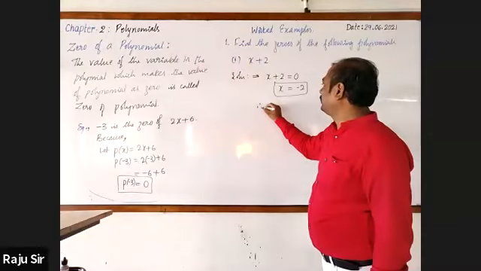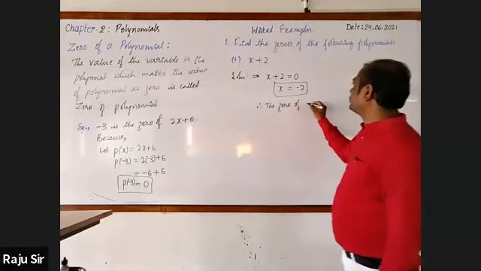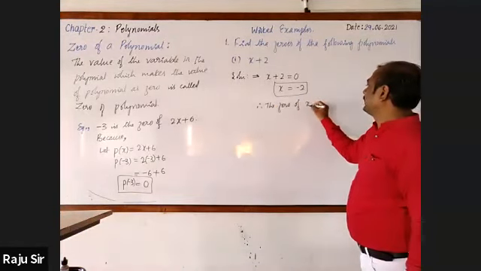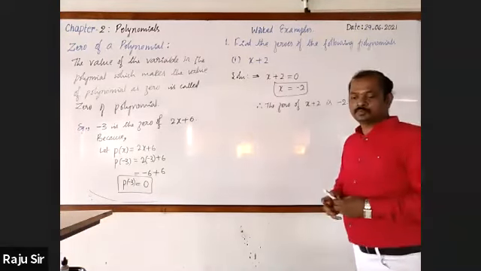Minus 2. Minus 2 plus 2, it cancelled. It becomes 0. Therefore, the zero of x plus 2 is minus 2.